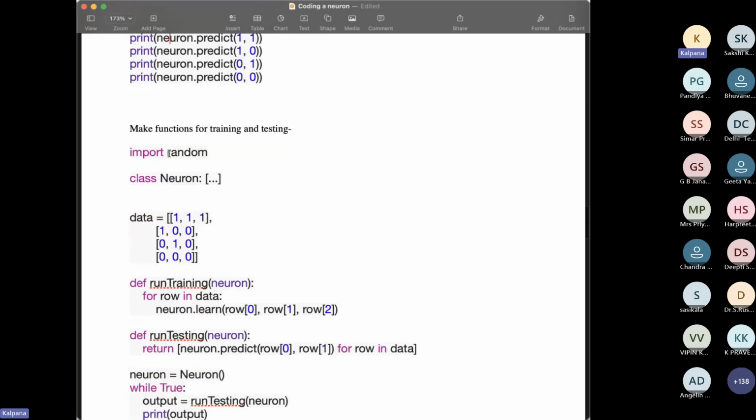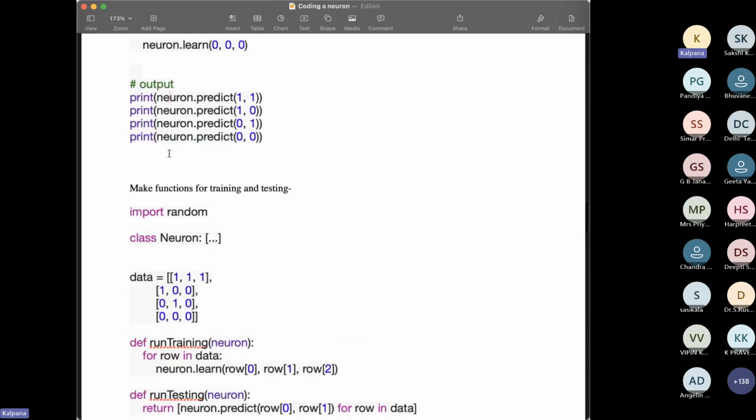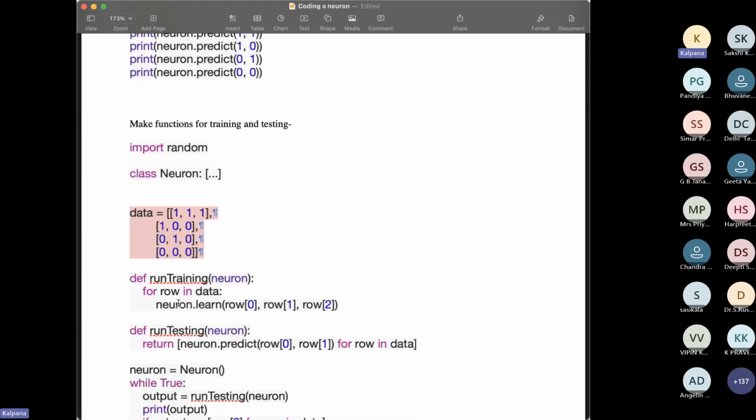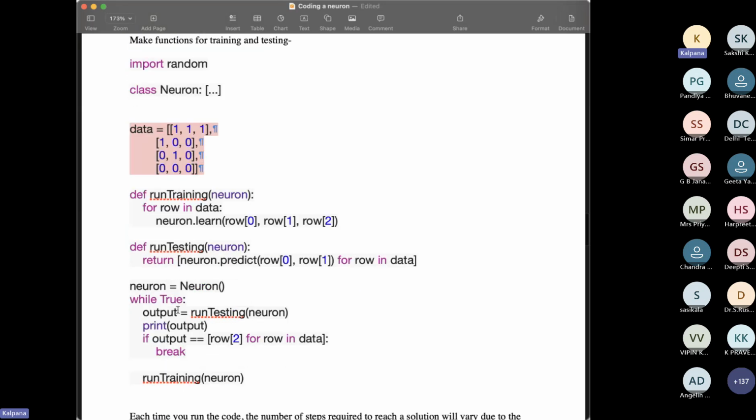Now we are writing a complete program. Why should I call this in this way? I should do the complete program for training and testing, and my data is also there. So again, I have imported the class Neuron, the same class that we used, and now we have the data. Instead of manually putting this data, we have created an array of our data, and now we are defining the run training. So training will run, testing will run.